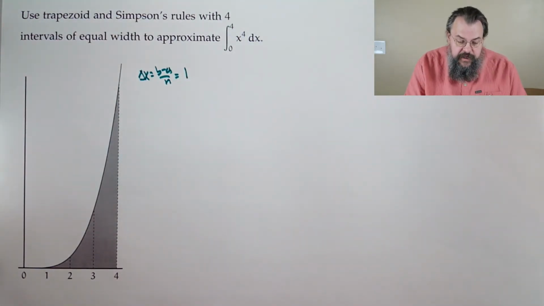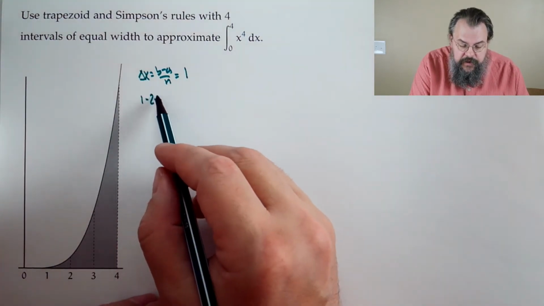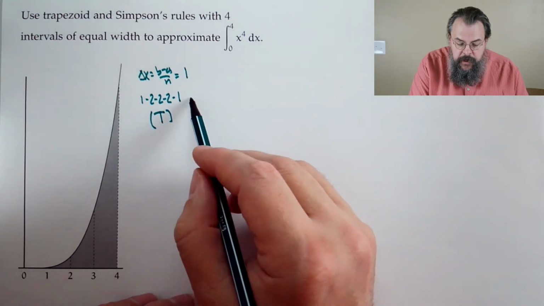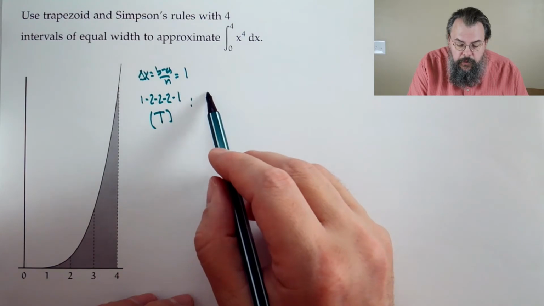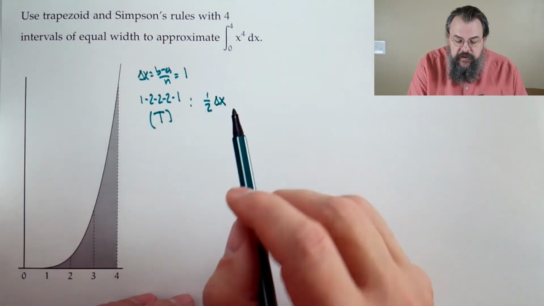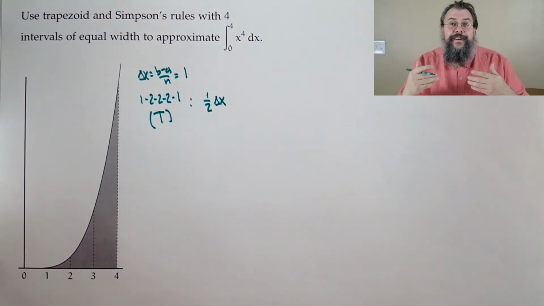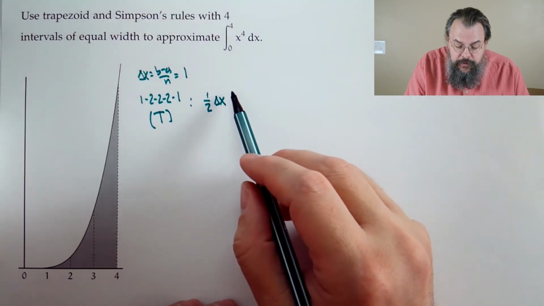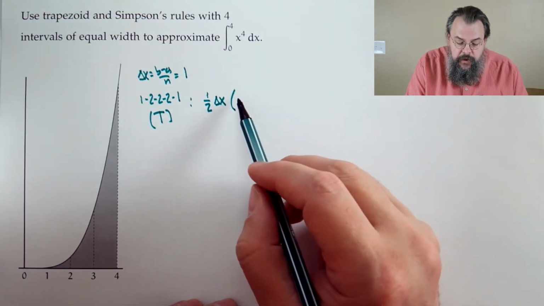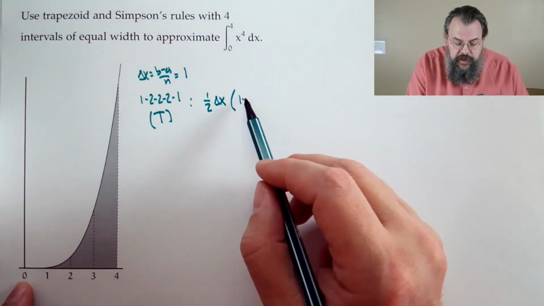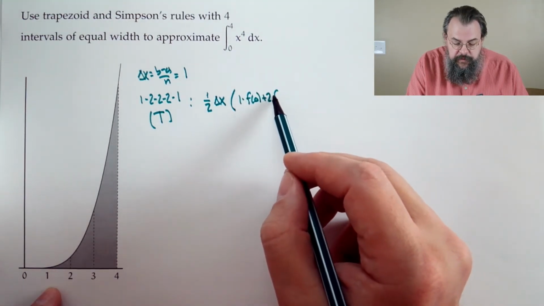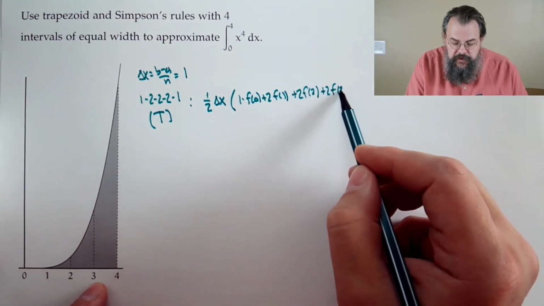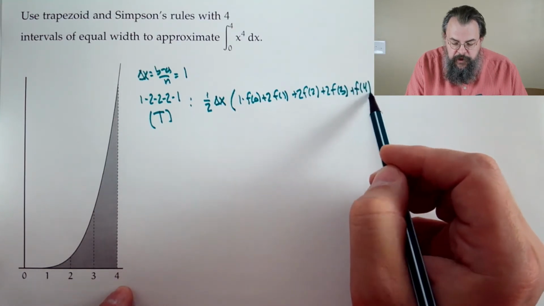So trapezoid, okay, what's the pattern? 1, 2, 2, 2, 1. That's our trapezoid. And so we have our 1/2 delta x, and remember the trapezoid has that factor of a half, because for every interval, we're using 2 pieces of data. Okay, so that would be what? Well, we're going to use, starting here, 1 times f of 0 plus 2 times f of 1 plus 2f of 2 plus 2f of 3 plus 1 times f of 4.